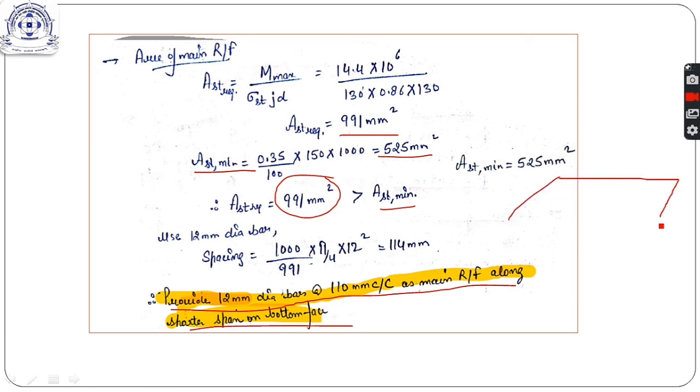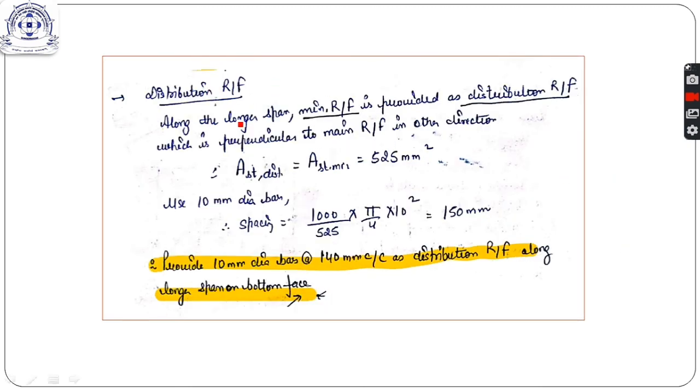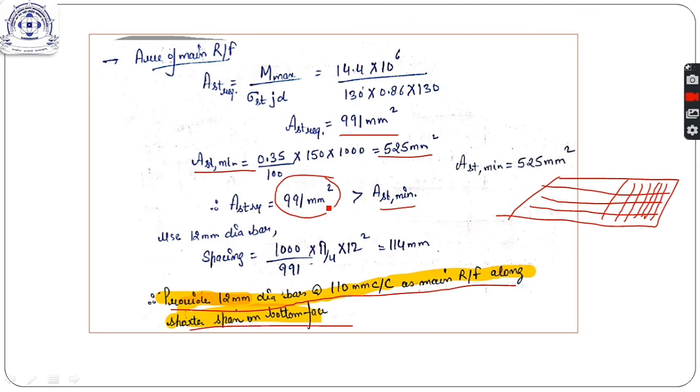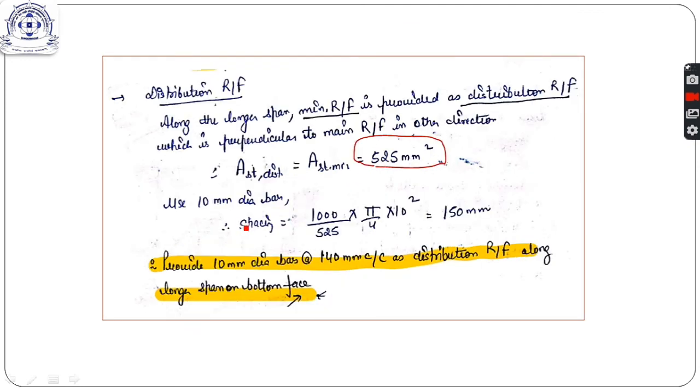So this reinforcement, if this is the top slab, will be provided like this along the shorter span. So this is the main reinforcement, and the longer span will not be designed like this because this is a one-way slab. We simply provide longitudinal reinforcement in the direction perpendicular to this as minimum distribution reinforcement. So the minimum distribution reinforcement will be equal to the minimum AST, which we have already calculated. It is coming out to be 525 mm square. So we calculate the reinforcement. So this is the distribution reinforcement.